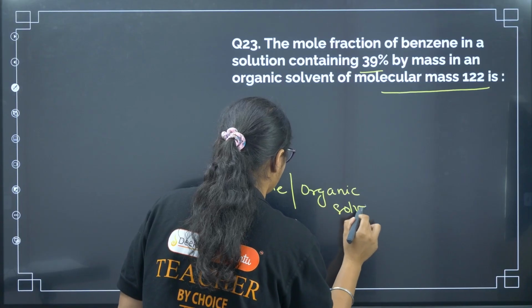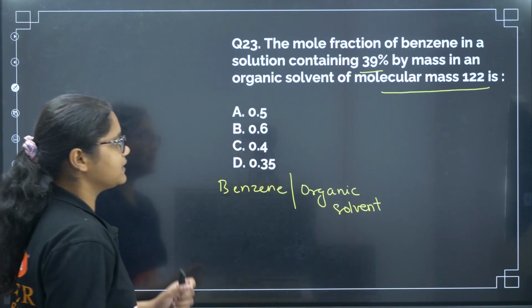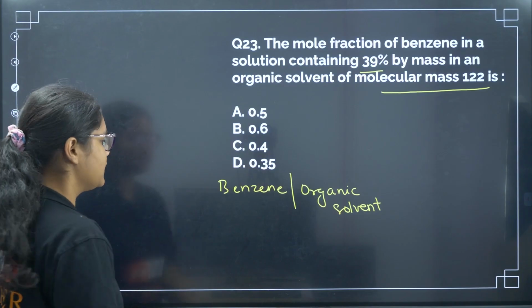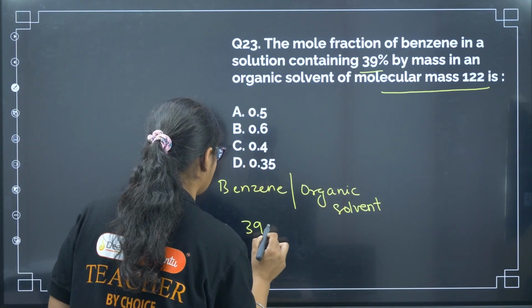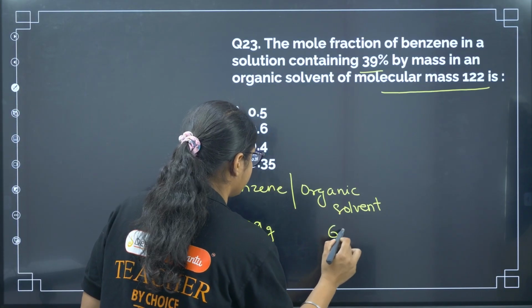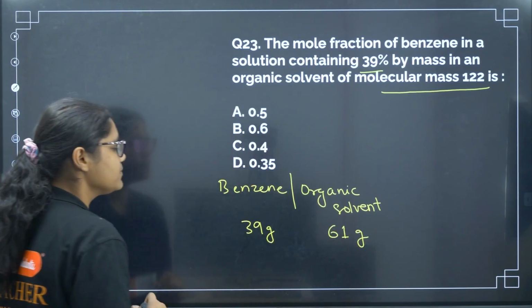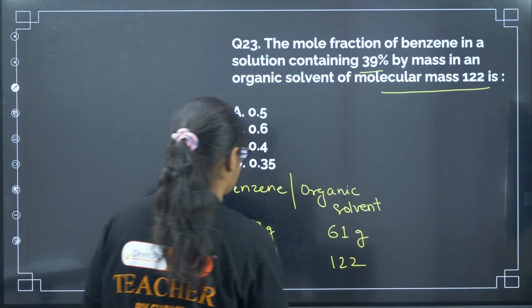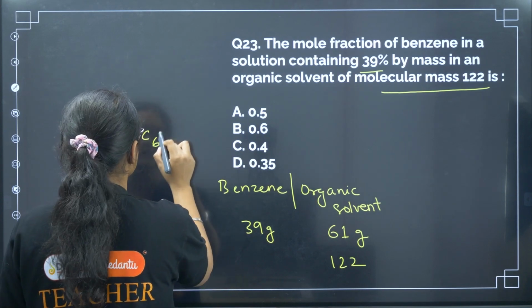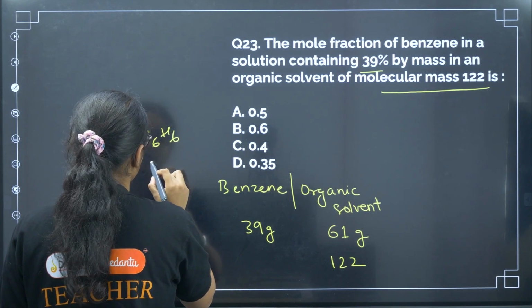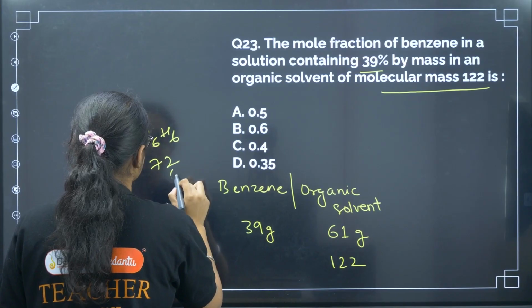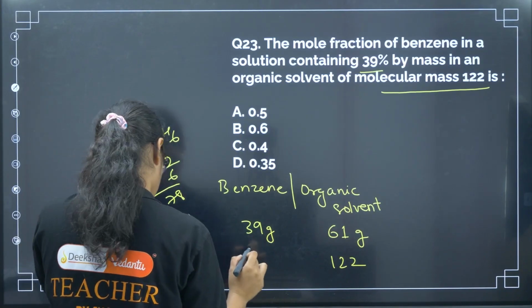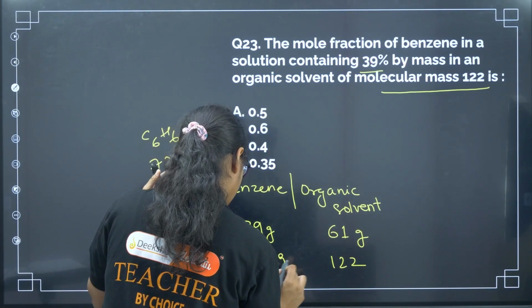Okay, and the percentage of benzene is 39%, means benzene mass is 39 gram and this one will be obviously 61 gram, right? Now, the molar mass of this one is 122 and the molar mass of benzene is C6H6, so that is your 72 plus 6, that is 78, right? So we will get this one as 78 gram.